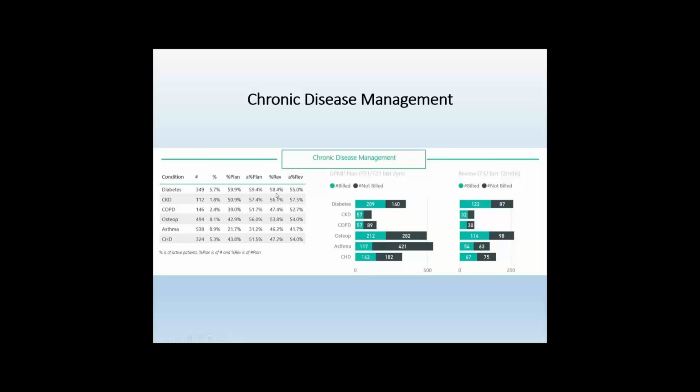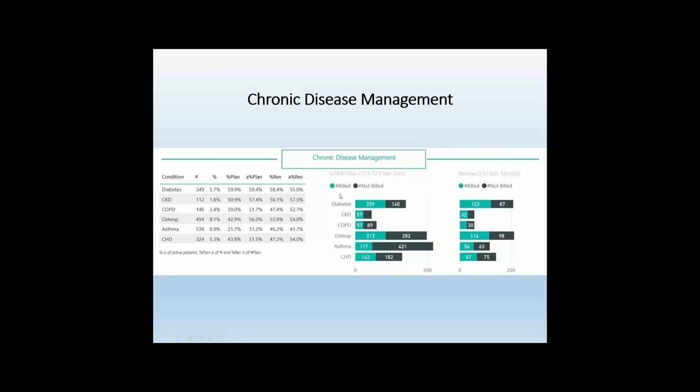And then for the percentage reviewed, as with the previous slide, we're looking at those patients who did have a plan in the last 2 years, and we're saying what percentage of those patients also had a review in the last 12 months, and that's compared with the area average.